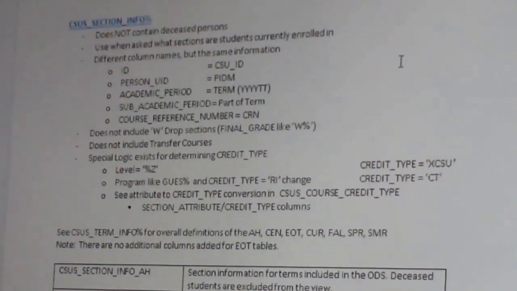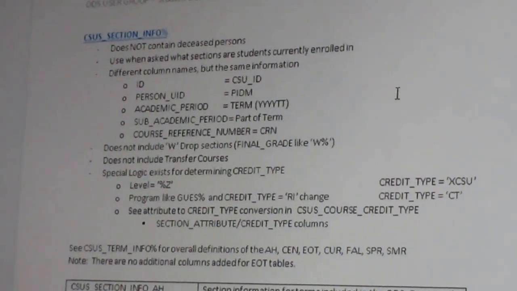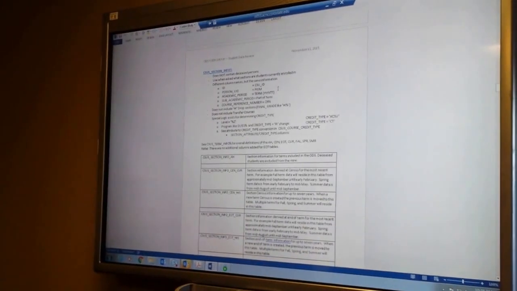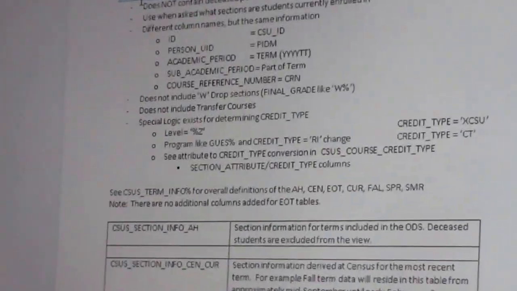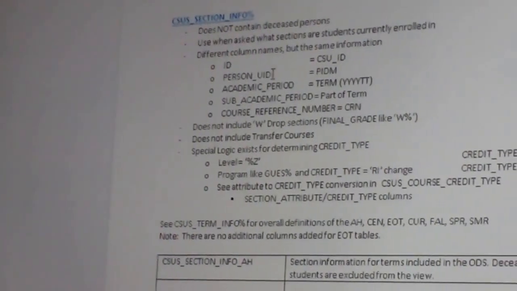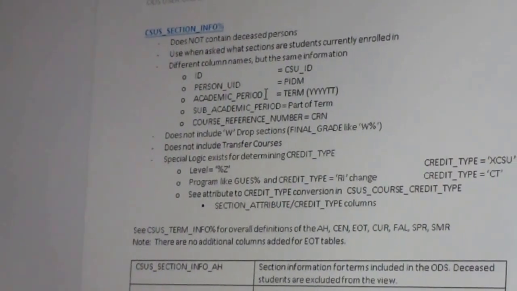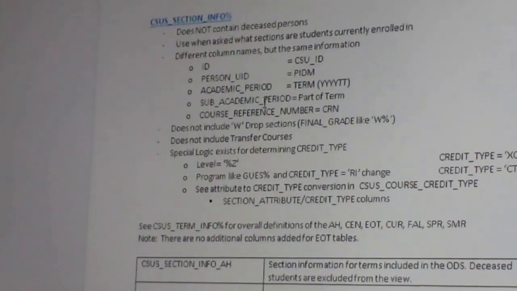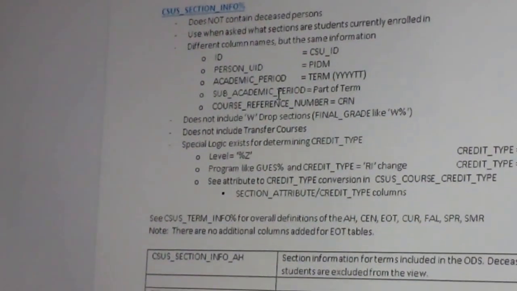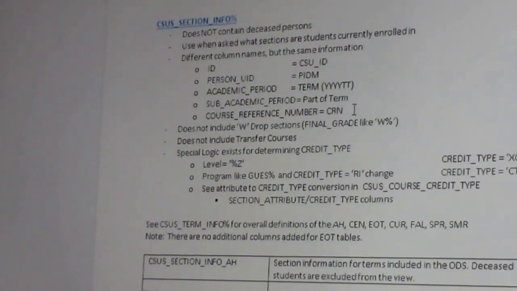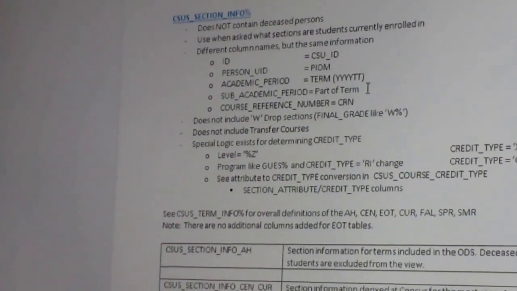Section, these are courses or sections that students are enrolled in for whatever term that we're talking about. And I want to mention that you need to understand translations. Without going into the history of it, we have equivalency. So on section, an ID is the same as CSU ID. Person UID is the same as PIDM on term. If I was looking on term, academic period would be term. Sub-academic period is a part of term, so summer might be first 4-week session, the full term, summer term, or those kinds of things. And then course reference number, you'll sometimes see as CRN. That's a unique number within the term that identifies that section.